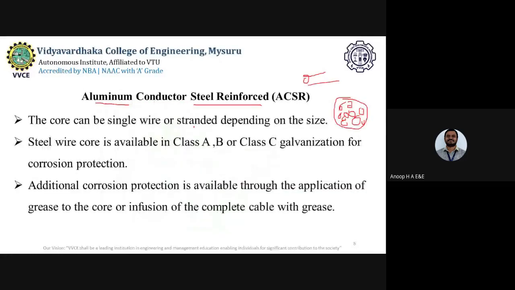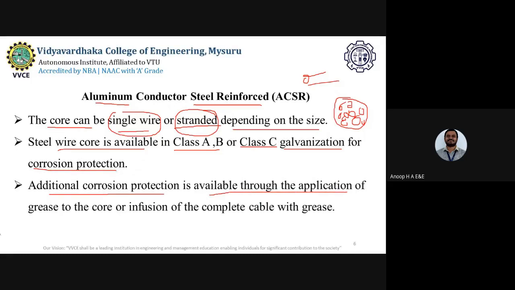You will have the core of the material, which is generally a single wire or a stranded wire. Why do we generally go for a stranded wire? Because we get better mechanical strength. That's the reason we have stranding of conductors depending on the size. Next, we have the steel wire core, which is available in class A, B, or class C galvanization for corrosion protection. Additional corrosion protection is available through the application of grease to the core.